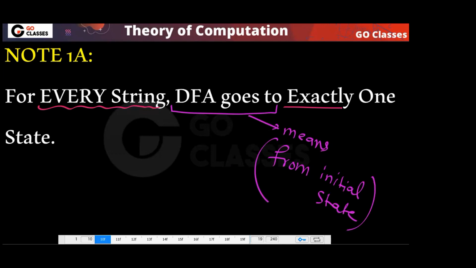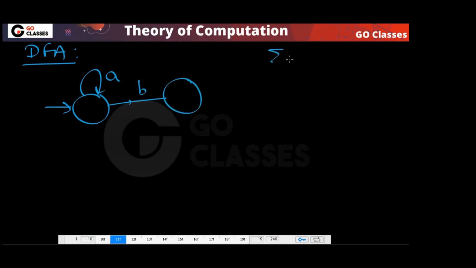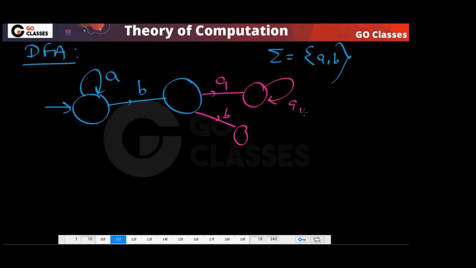Now let's see. On every string, DFA will go to exactly one state, whatever string you take, because remember in a DFA, whatever state you have, on every symbol there is exactly one transition. If your alphabet is A, B, then on every input symbol there is exactly one transition. For example, this type of situation can happen.